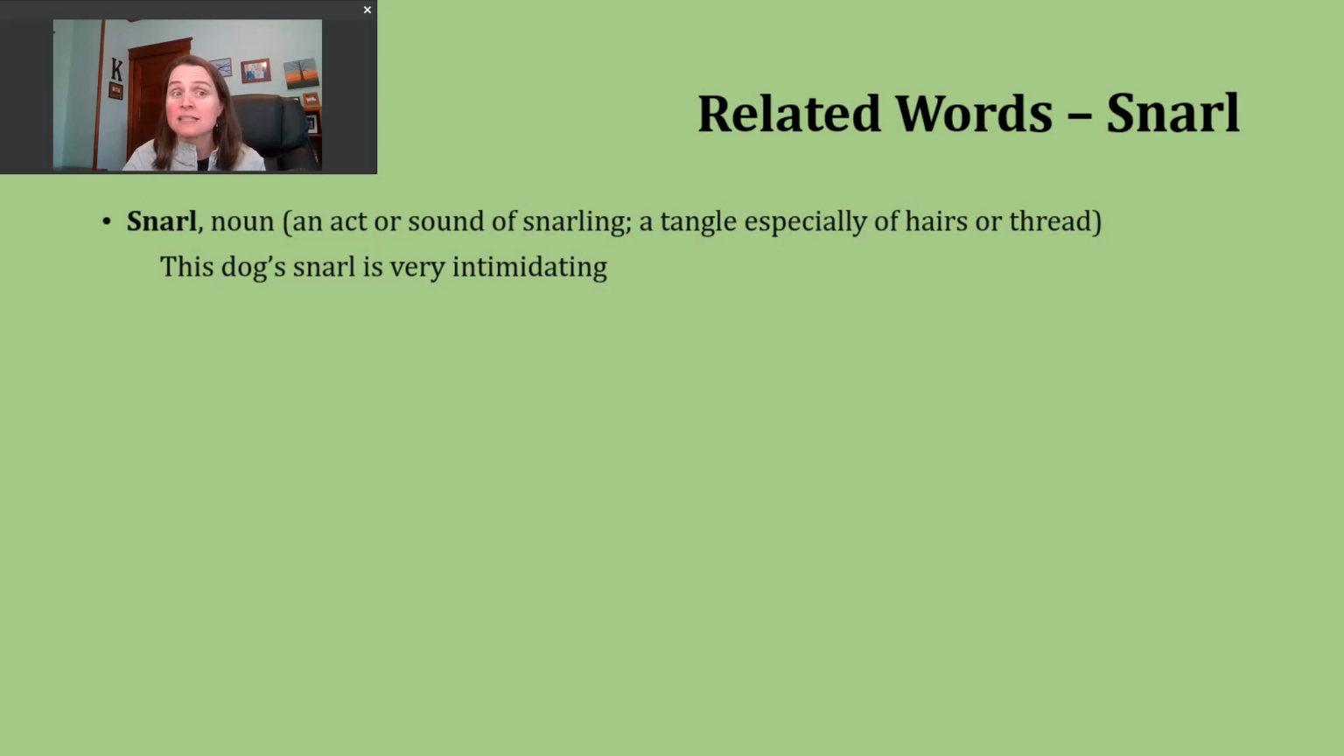When we use this word as a noun, we're referring to an act or a sound of snarling. An example of that might be, this dog's snarl is very intimidating. But we could also be referring to a tangle of hairs or thread. So, an example of that. The wind made such a snarl of my hair today. It's been really windy where I live. And so that was an easy example to think of because I walk just a few feet and you would think I haven't seen a comb in weeks.